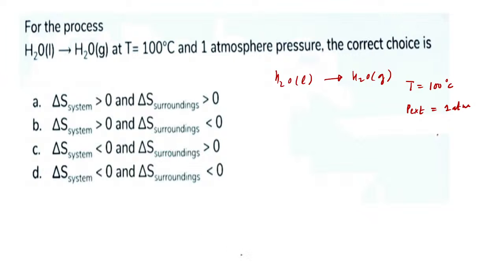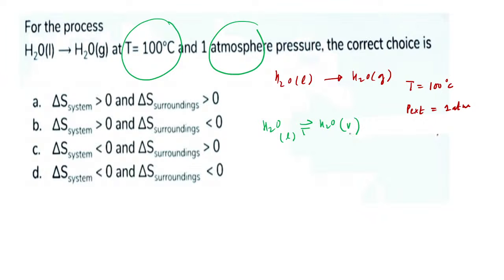Now what we can deduce from this information is, first of all, this process is an equilibrium process. We can see that temperature is constant and pressure is also constant, so H2O liquid to H2O vapor or gas is an equilibrium process. So we have to find the correct statement. For an equilibrium process, can we say this is a reversible process? Do you agree with this statement?